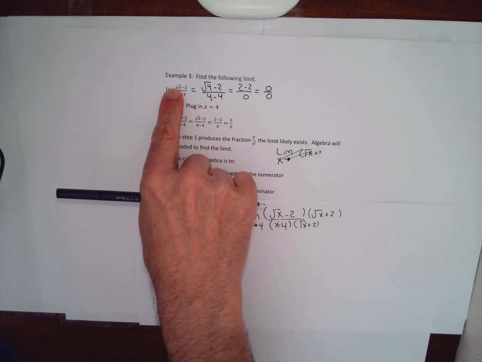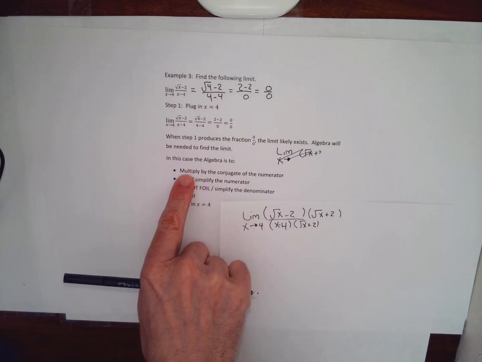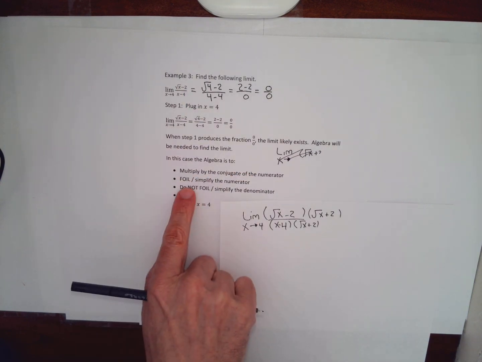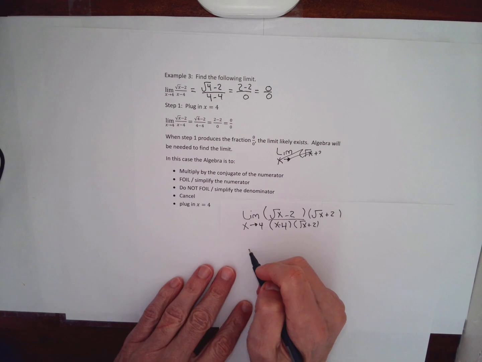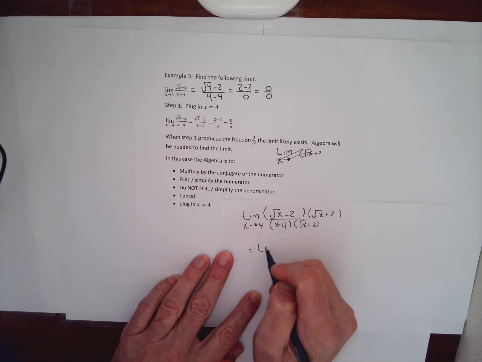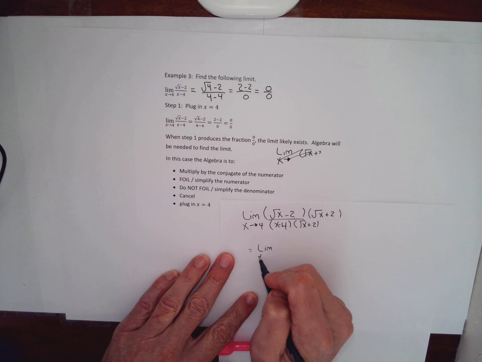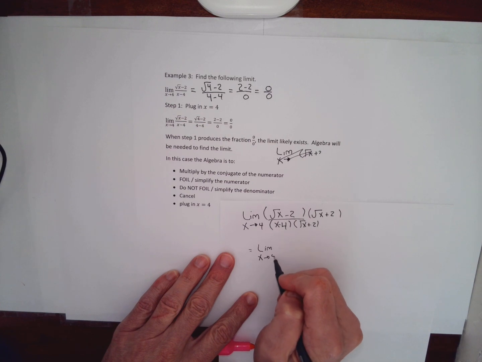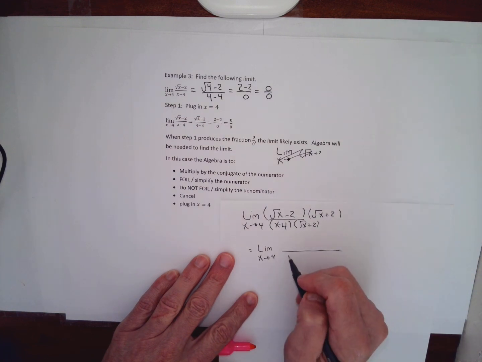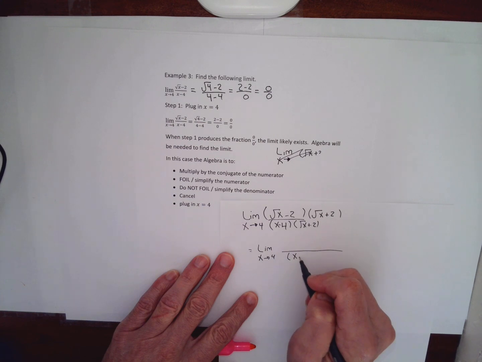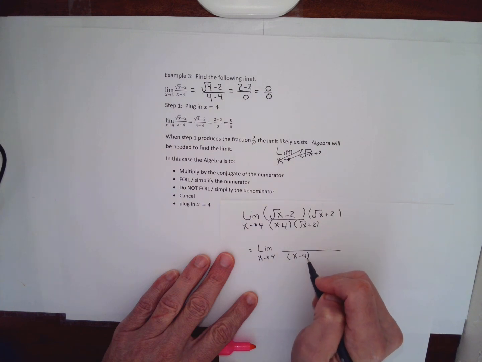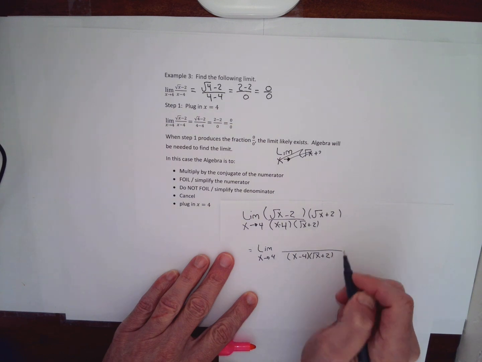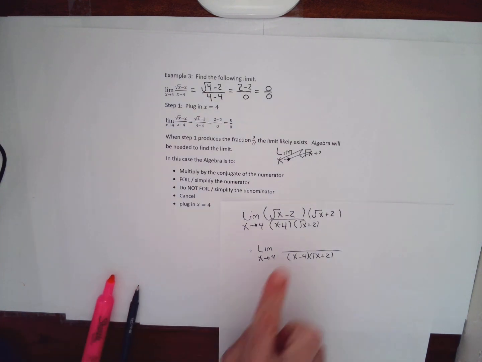In these square root problems, I multiply by the conjugate of the numerator. I'm going to FOIL the numerator but not the denominator. So for my next step, I'm going to leave the denominator in its unfactored, unmultiplied version. The denominator right now is x minus 4 times the square root of x plus 2. I'm going to FOIL out the numerator and write it right there.